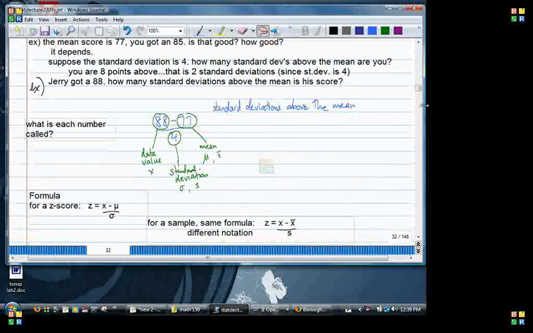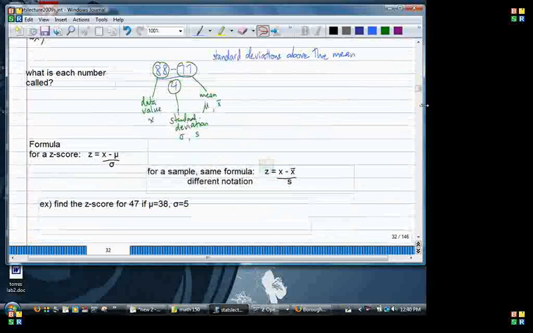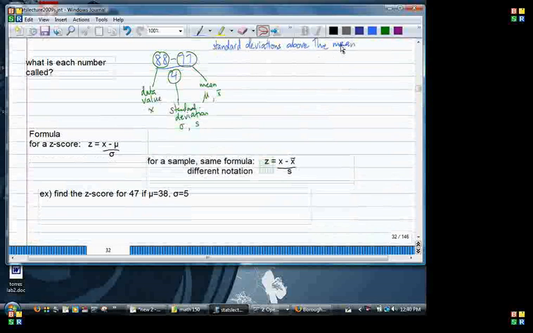Okay. So for example, let's find the z-score of 47 if mu is 38 and sigma is 5. How do you set this up?